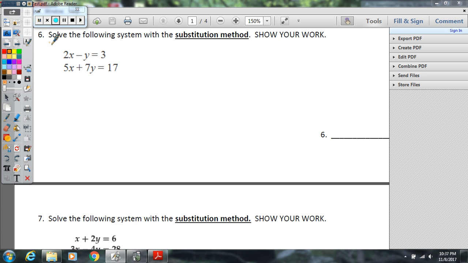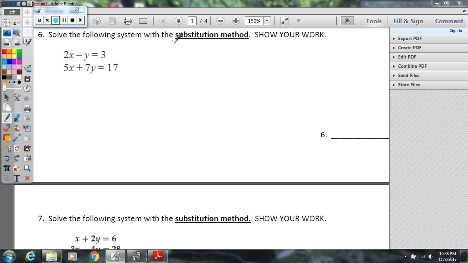Number 6, solve the following system with the substitution method. Now guys, I've told you in class that I will let you use whatever method you want to solve these on the test. I'm not going to look and verify that you actually use the method the directions say. However, for these recordings, I'm going to follow these directions because, to be honest, well, I guess you could use elimination method here, but the substitution method isn't that hard.